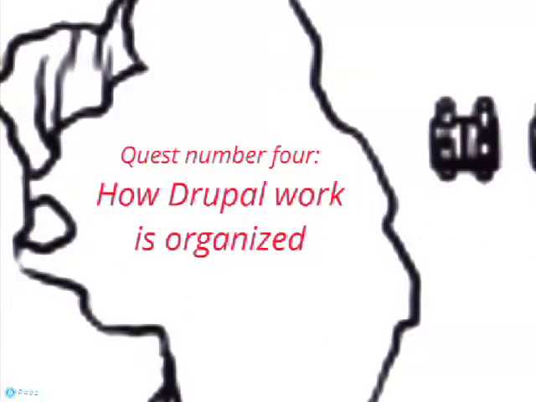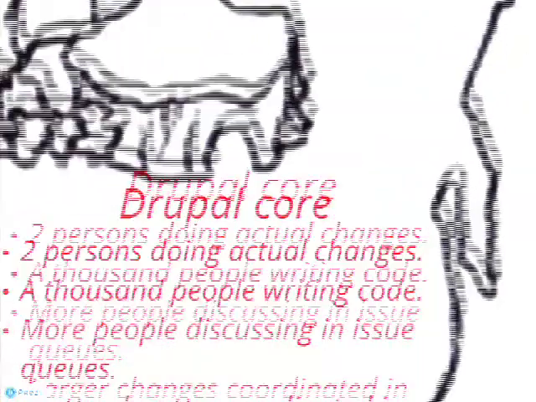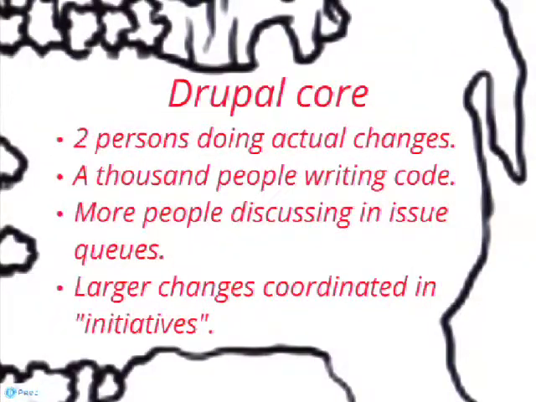And that's it. Whoa. Quest number 4. I'm moving forward at quite a high speed, right? That's what I usually do. How is Drupal work organized? We have thousands of people working with Drupal, and I mean literally thousands. For Drupal 7, the current version of Drupal core, there were more than 1,000 people actively contributing code to Drupal core. And that is a crazy amount of people to organize.